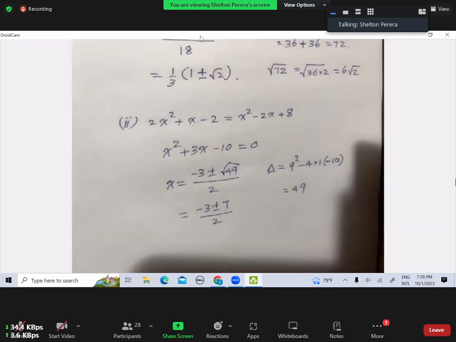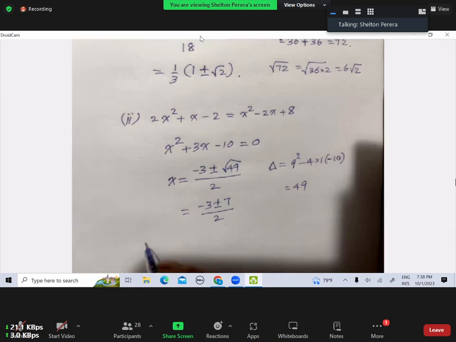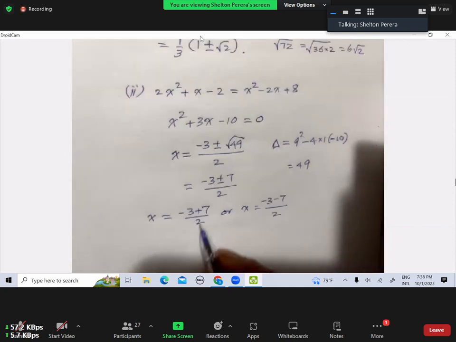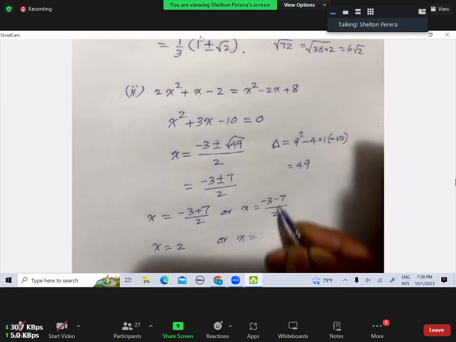Now, there are two answers. All are nice numbers. So x equals negative 3 plus 7 over 2, which gives 4 over 2, so x is equal to 2, or from the other we get x is equal to minus 10 divided by 2, that is minus 5. Okay, so that is the end of question number 1. Now we go to question number 2. Question number 2 is on matrices.